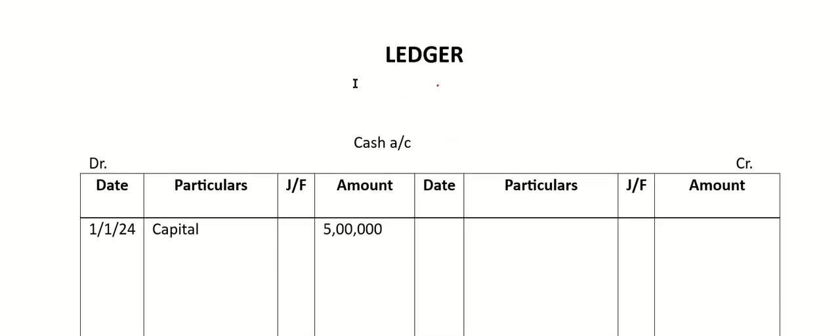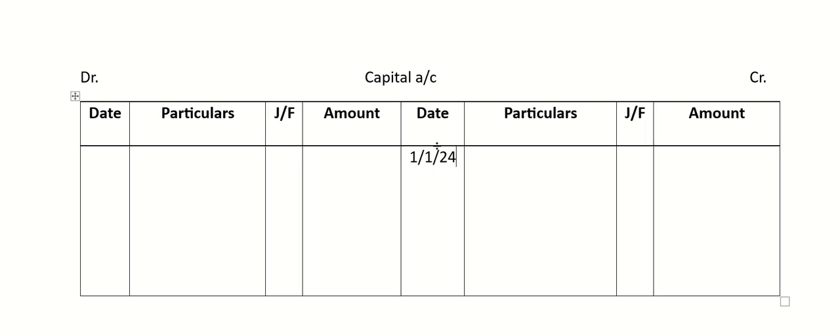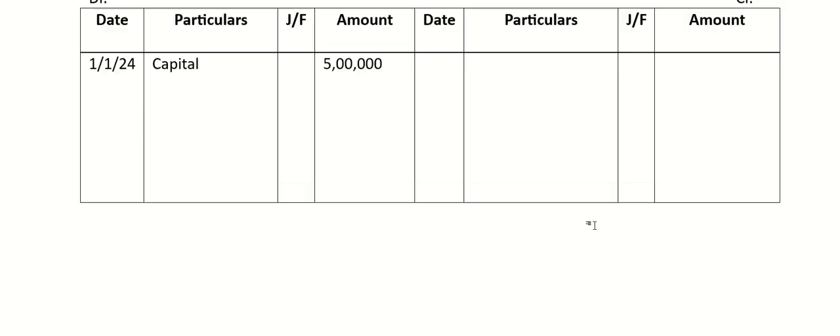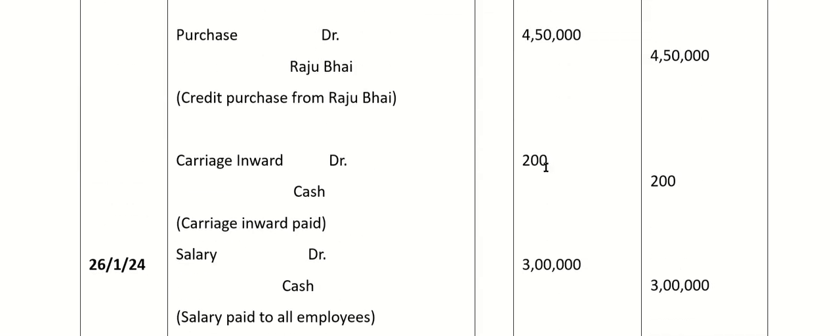Here we go. We have written cash account debited to capital here. So in the capital account, on the same date, we are going to write what? Cash. Since we have written capital there, here we are going to write cash. And what was the amount? The same amount itself, 5 lakh. Yeah, now we have recorded those two transactions. Now we can move on to the next thing.